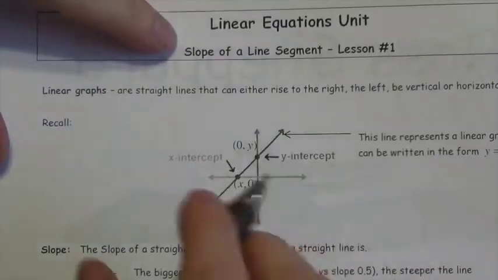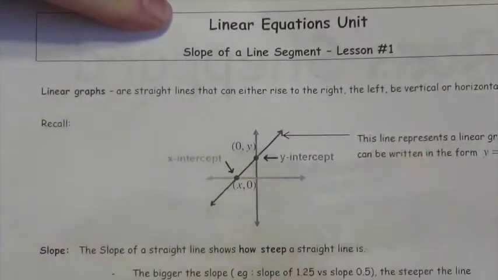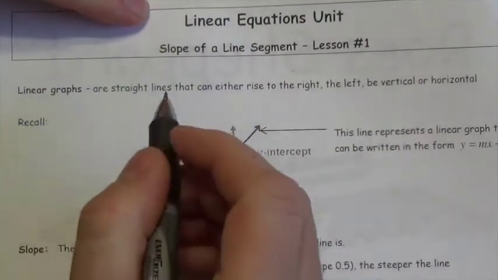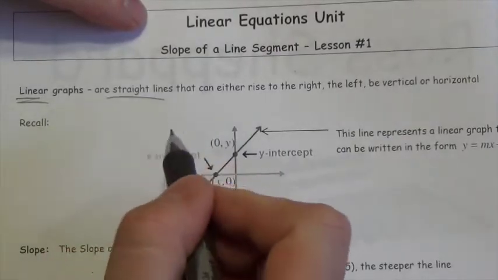Okay, so in this lesson we're looking specifically at linear graphs and really specifically about the slope of linear graphs. Now, what is a linear graph? Well, the first line there says it all. It's a line, okay? It's a straight line.